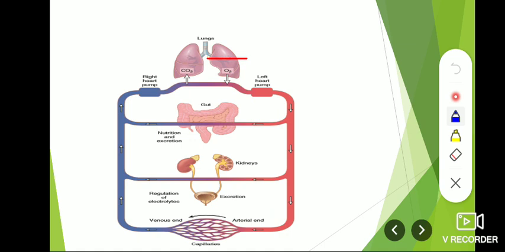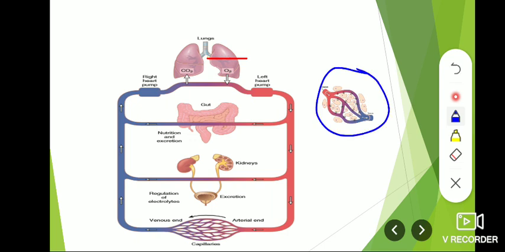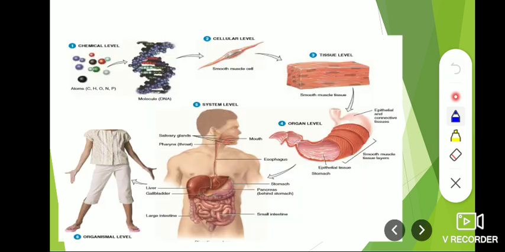Now if you take a section of any organ, you will find this bunch of cells surrounded by capillaries. Whether you take a section of the lungs, the GIT, or the kidney, everything will be like this: a bunch of cells with blood vessels surrounding them. So this is the organization.